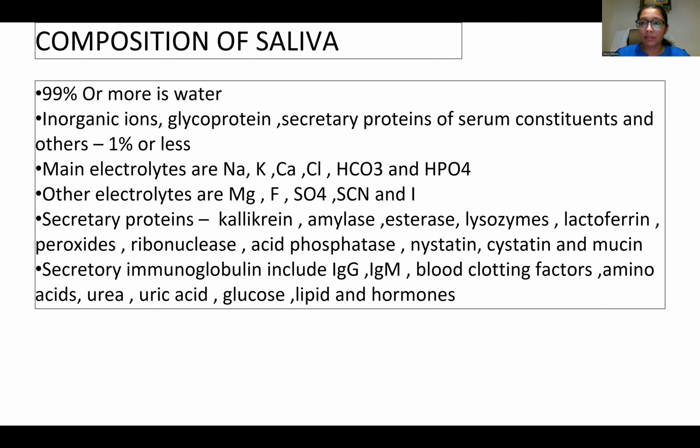Next, coming to the composition of saliva, very important. Around 99% or more of saliva is basically composed of water, and 1% or less is made up of organic ions, glycoproteins, and secretory proteins. The main electrolytes present are sodium, potassium, calcium, chlorine, bicarbonates, and phosphates. Other electrolytes present are magnesium, fluorine, sulfates, iodine. The secretory proteins include kallikrein, amylase, esterases, lysozyme, lactoferrin, peroxidases, ribonuclease, acid phosphatase, nystatin, cystatin, and mucin. And secretory immunoglobulins include IgG, IgM, blood clotting factors, amino acids, urea, uric acid, glucose, lipid, and other hormones.